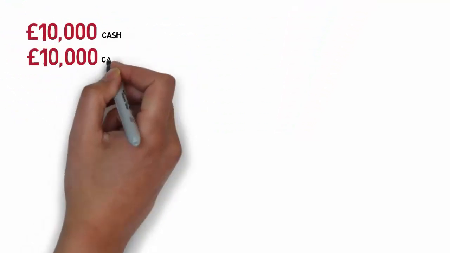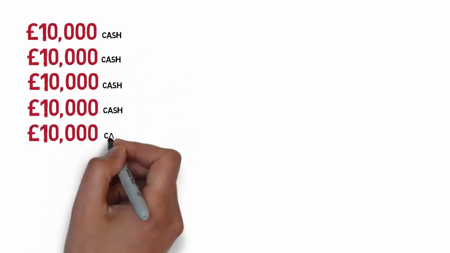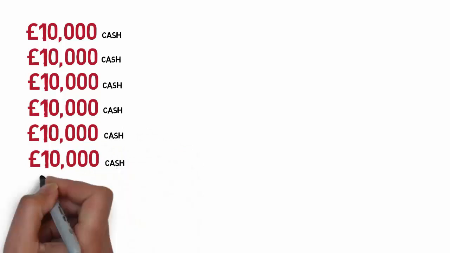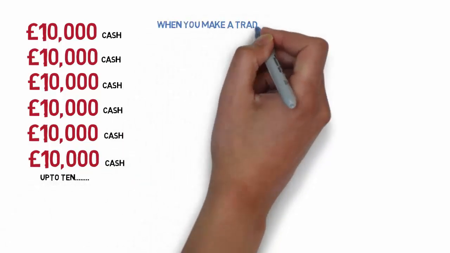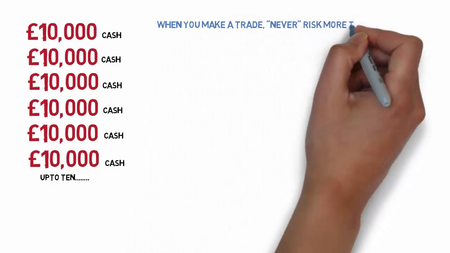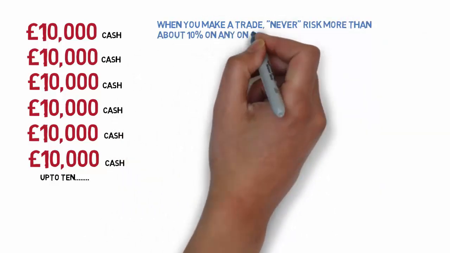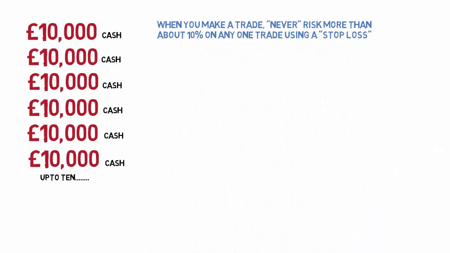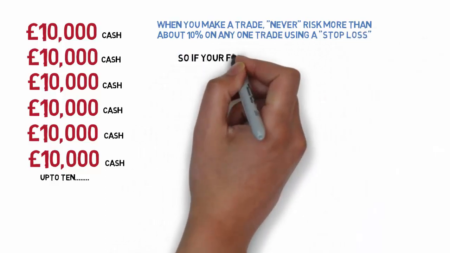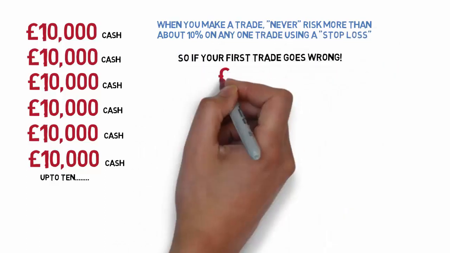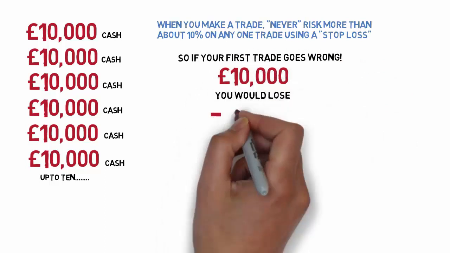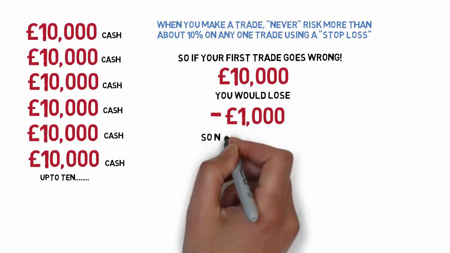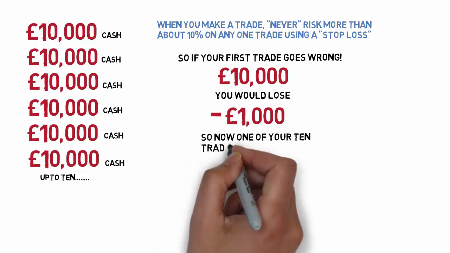So for example, let's split our capital into 10 equal parts. When you make a trade, never risk more than about 10% on any one trade using a stop loss. So if your first trade goes wrong, which is £10,000, you would lose £1,000. So now one of your 10 trades would be worth £9,000.